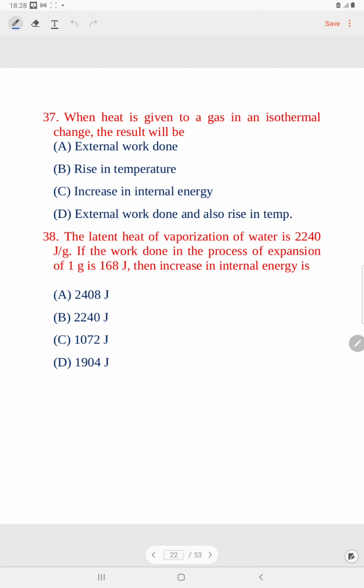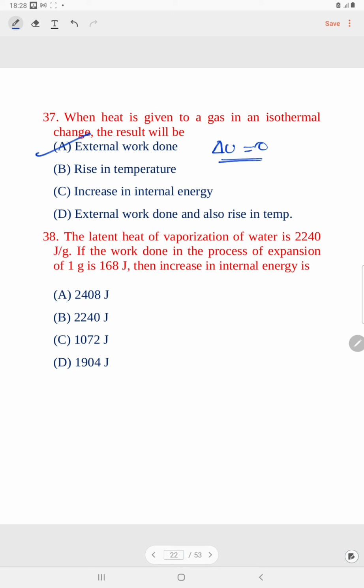When heat is given to a system in an isothermal change, the result will be external work done, maybe. Rise in temperature, no. Increase in internal energy, no. External work done and rise in temperature, no. There is only external work done. There is no question of change in temperature or change in internal energy. It is only option A, because in an isothermal process delta U is 0.